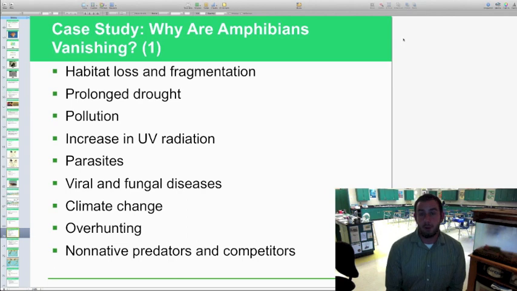So that's one way. Prolonged drought. If we have long periods of drought, that can kill them as well. Pollution. You know, water.